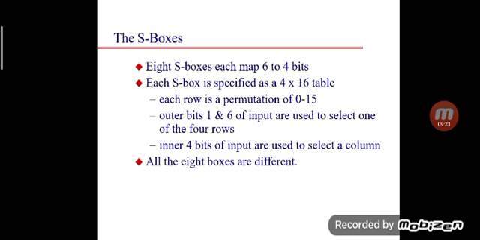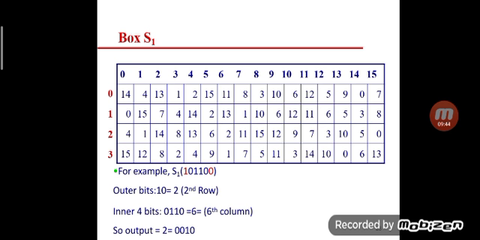So we have to select the rows as well as the columns. The rows are selected based on the outer bits and the columns are selected based on the inner bits. Okay, so in S boxes all the 8 S boxes are different. Now let us study how the rows and columns are selected based on an example.